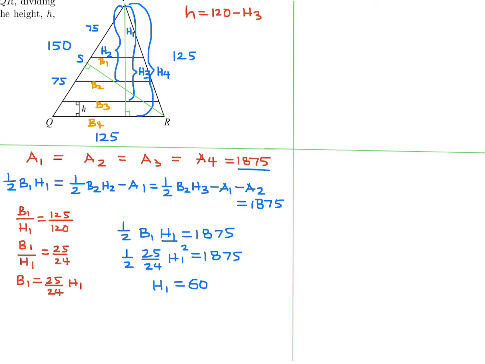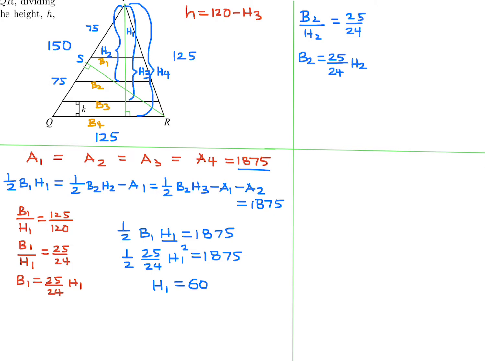All right, let's move right along. The next relationship is between B2 and H2, and in a very similar way, using similar triangles, that's also going to be equal to 125 over 120, or 25 over 24, exactly how I did over here. Those are also going to be similar triangles. So this means that B2 is equal to 25 over 24 times H2. And then substitute that into this formula. This is equal to 1875.